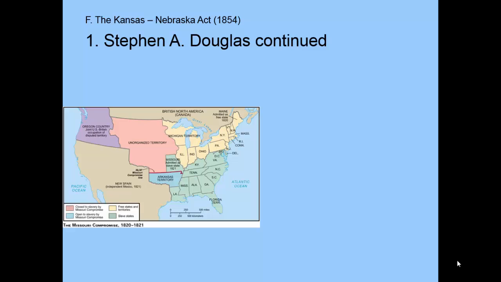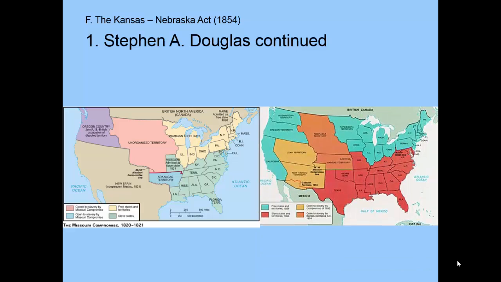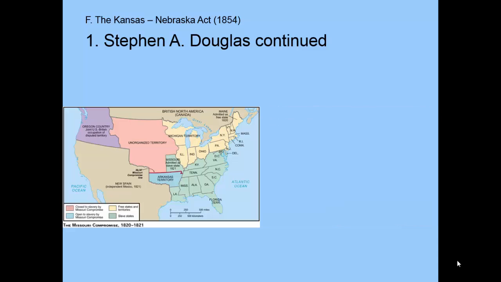So let's talk about how this is all tied to the railroad. The Kansas-Nebraska Act, what it would do is tear up the Missouri Compromise. If you remember, let's go back just a second. The Missouri Compromise said that the Louisiana Territory will be divided in half at the 36°30' line. Everything north of it will be free, everything south of it will be slave.